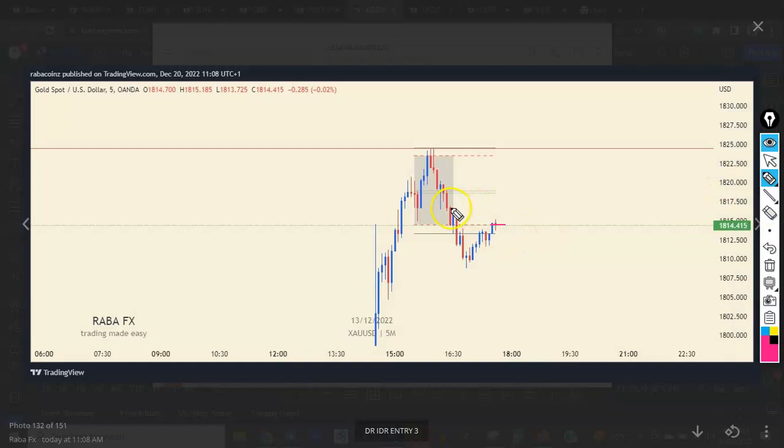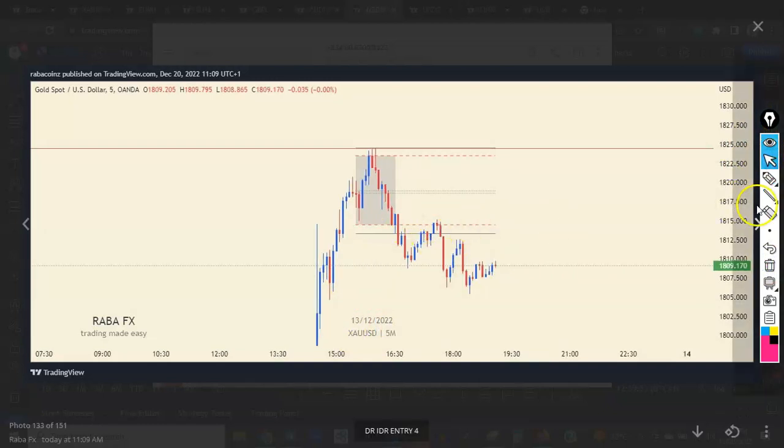Now you notice there's a fair value gap above. So in that case, in order to be safe, you can place your stop loss above this candle, and then you target the low hanging fruit. Okay, so let's see how it played out. Price respected that level. You can see the next candle was a strong bearish candle, and price went lower, creating a displacement.